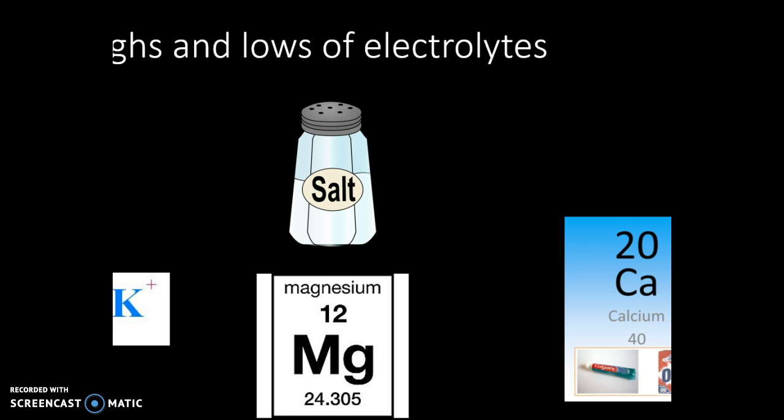Here on our screen, we have a few electrolytes. Some of your more popular ones: potassium, salt, magnesium, and calcium. But don't forget your chloride and your phosphorus as well. The biggest things I want you to hit on are knowing the normal value ranges for each of these electrolytes, and how they might become diminished or increased in the body.